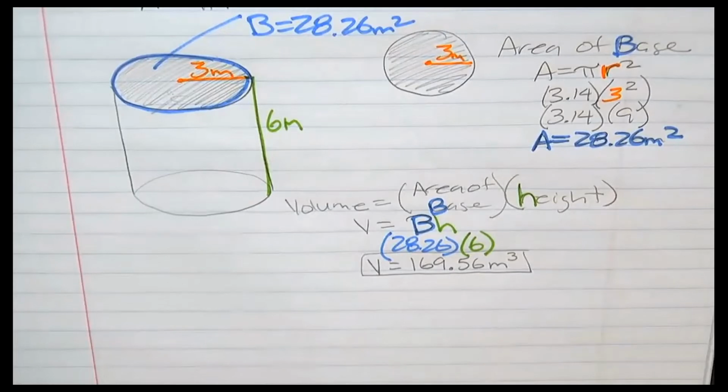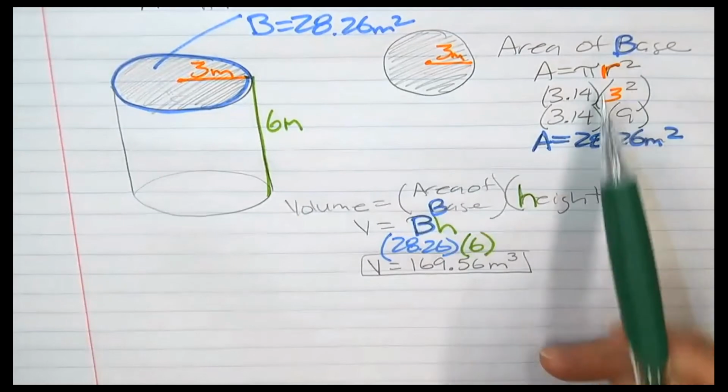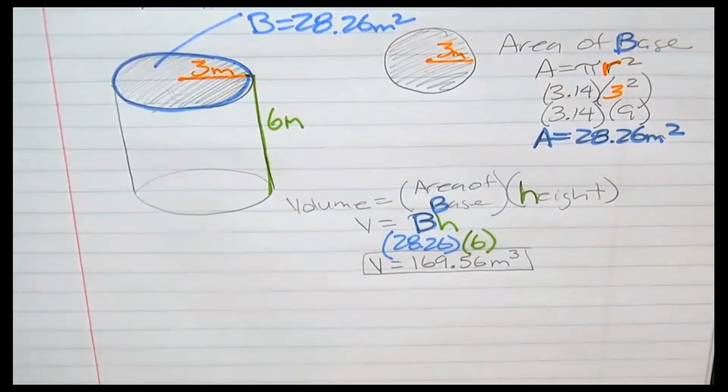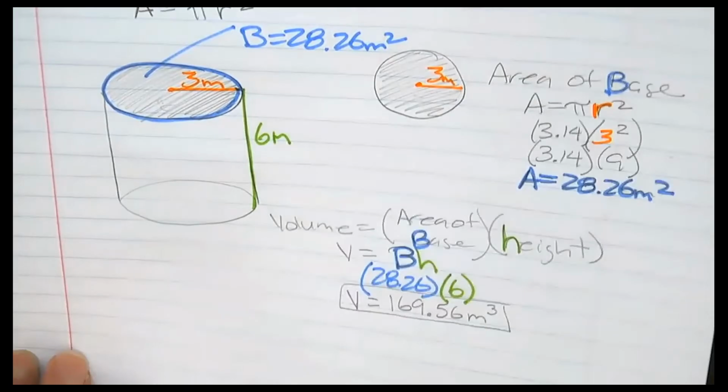So that's what we're doing today. This is the nuts and bolts of everything that we're doing today. You have to be able to find the area of a circle, and then multiply that by the height. So let's do another example. Let's do one more example.